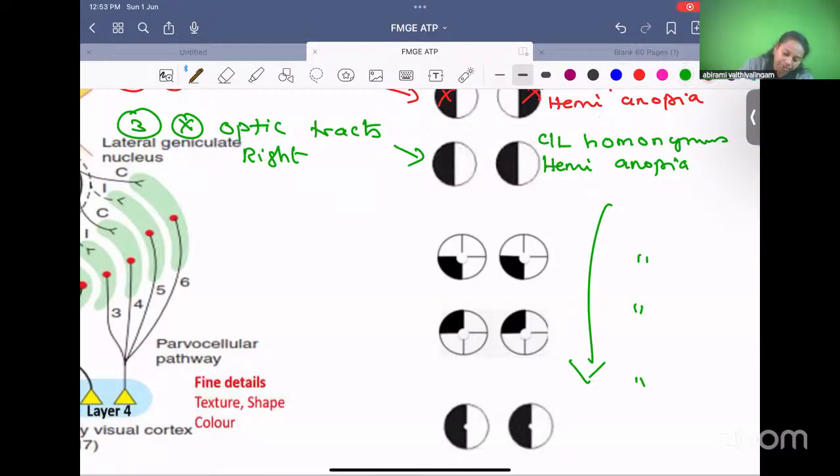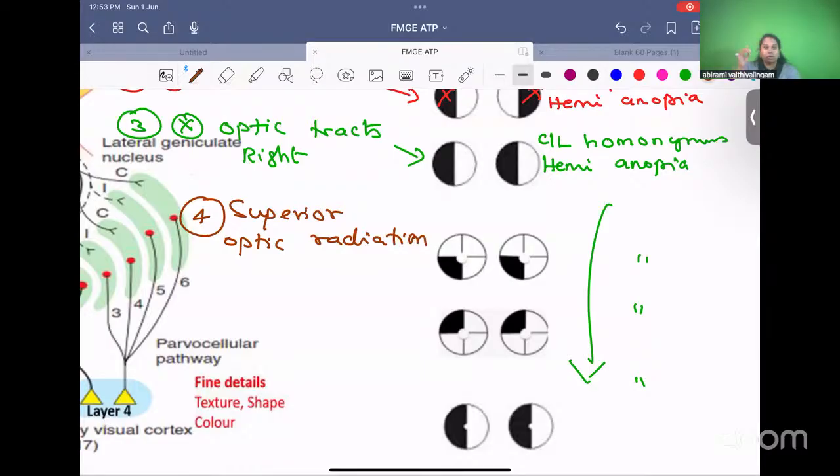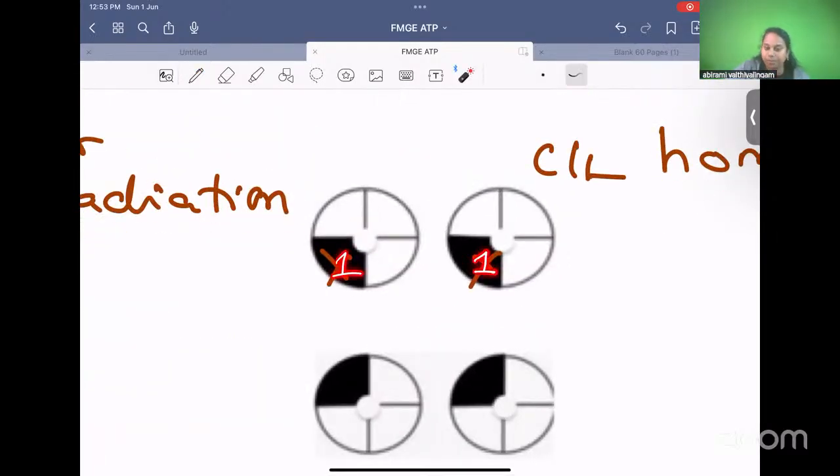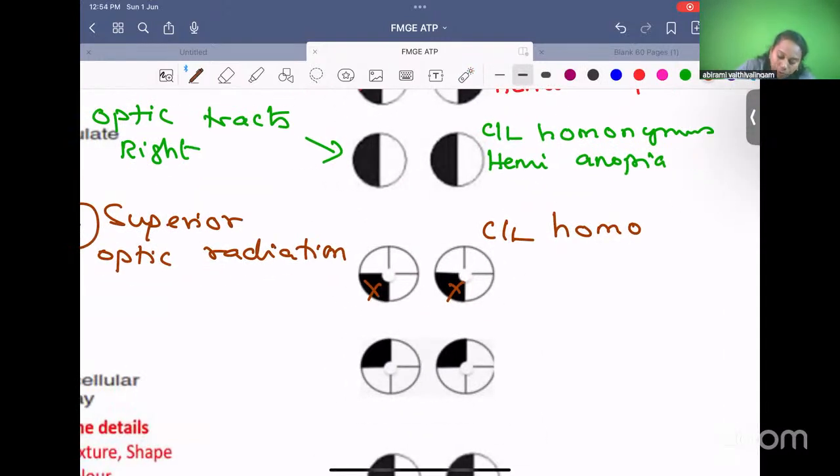If there is any damage to the superior optic radiation, only the inferior half will be lost. So this is the same contralateral homonymous hemianopia, but only the inferior half is lost. So I can call it contralateral homonymous. Now it is not hemianopia, because hemi means half vision should be lost. Here, of the 4 quadrants, only one quadrant is lost. Which quadrant? Inferior quadrant. So it is called inferior quadrant anopia.